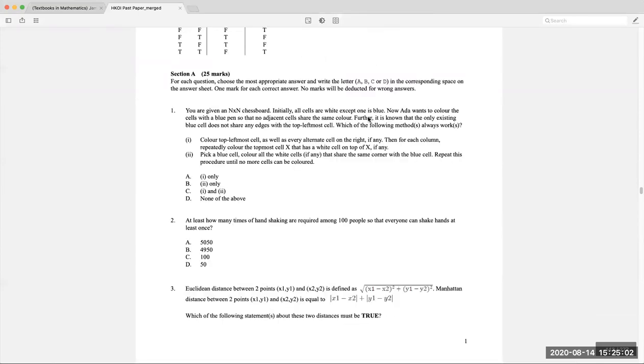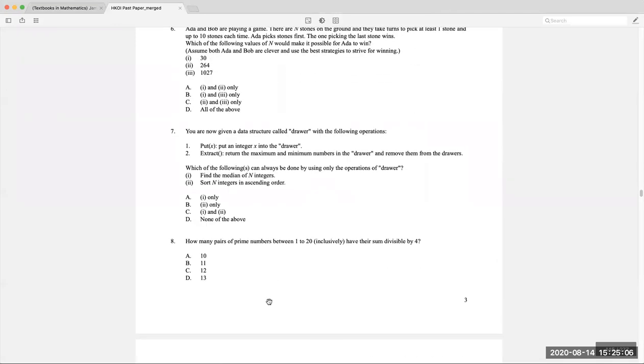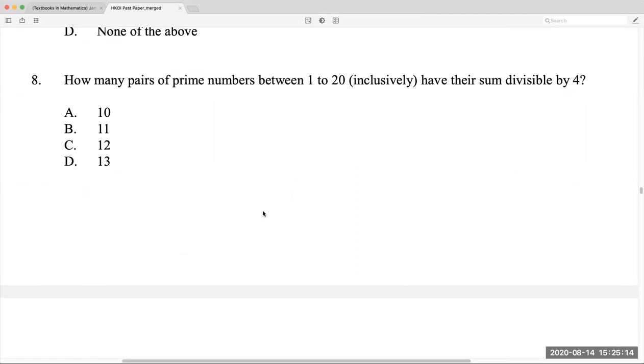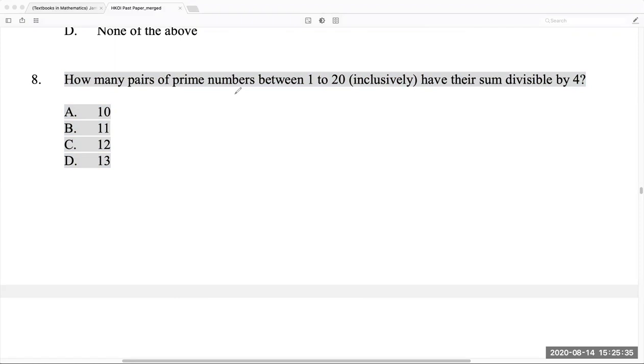So let's try to do some mathematics questions instead of the programming questions. Oh, this one. I think this one, even if you list out all the possibilities, all the numbers together, it's still not that difficult. So what I will try to do first of all, I will try to list all the prime numbers. First of all, is 1 a prime number? No, because by definition, a prime number has to be bigger than or equal to 2. So 1 is not a prime number.